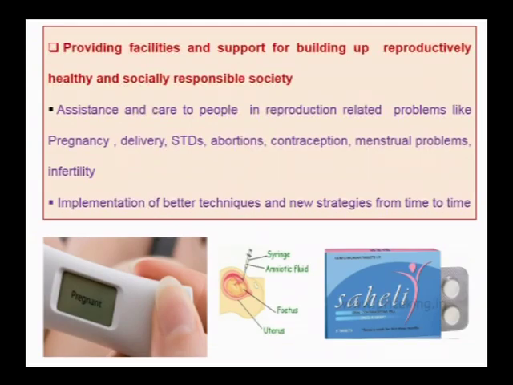Another goal is providing facilities and support for building up a reproductively healthy and socially responsible society. Assistance and care to people in reproduction related problems like pregnancy, delivery, STDs, abortions, contraception, menstrual problems and infertility. Implementation of better techniques and new strategies from time to time, and one such example is Saheli. It's a new oral contraceptive developed by CDRI Lucknow, Central Drug Research Institute, Lucknow. The other technique is amniocentesis. It's a fetal sex determination test based on the chromosomes present in the amniotic cells surrounding the fetus.